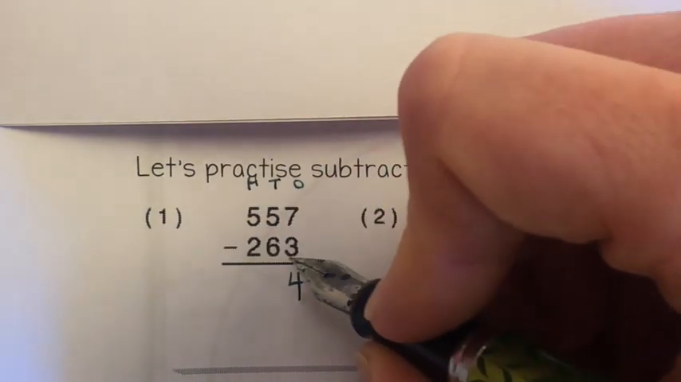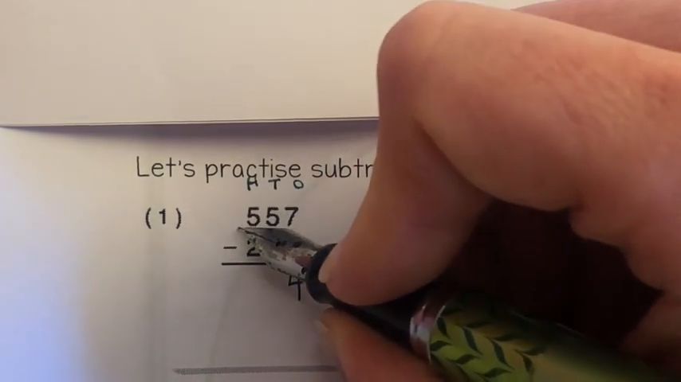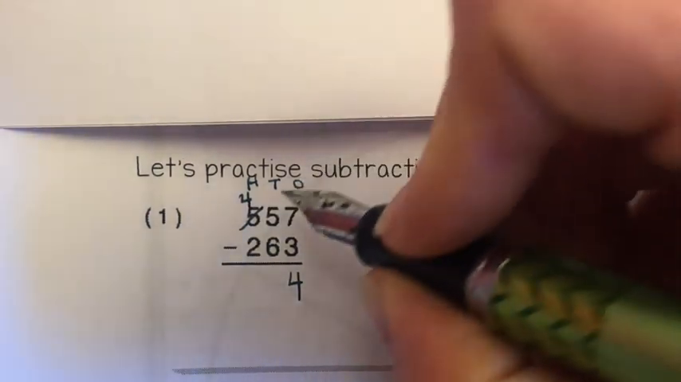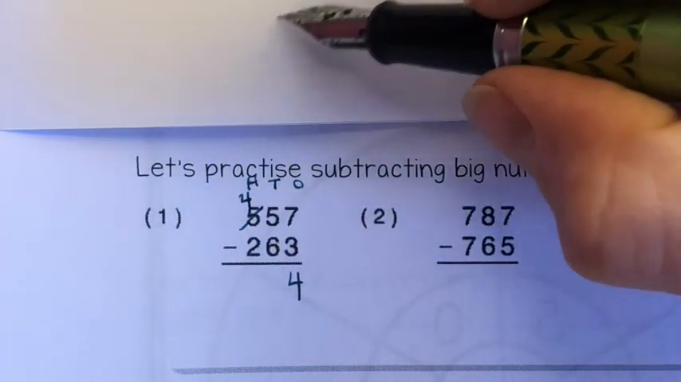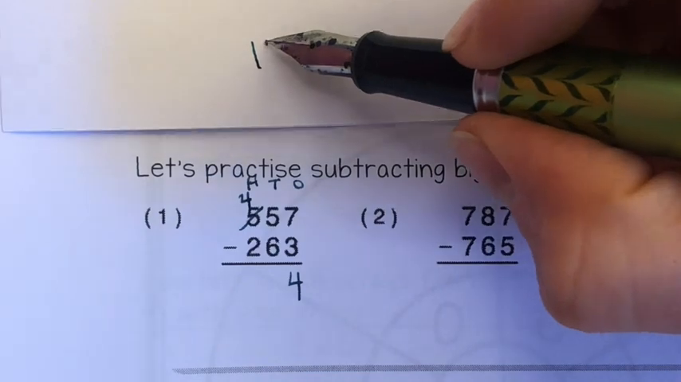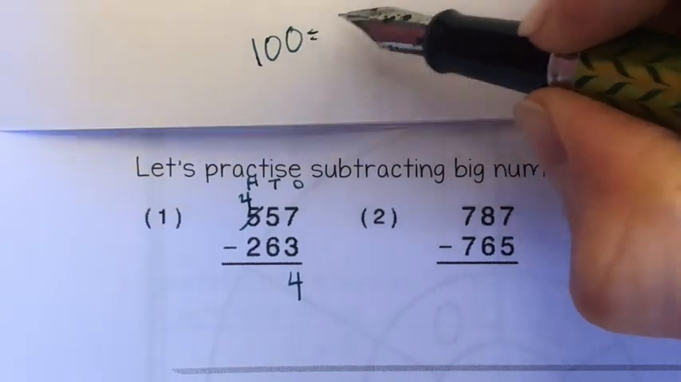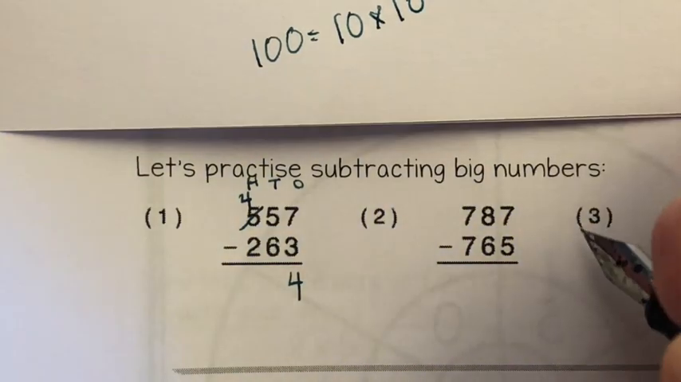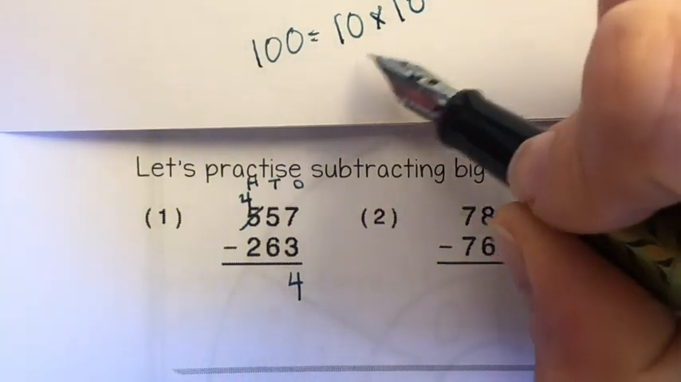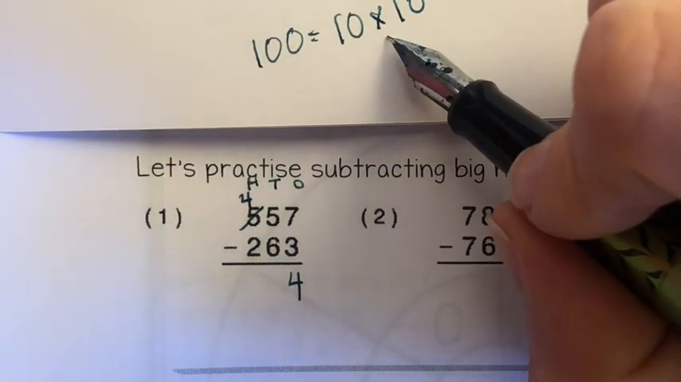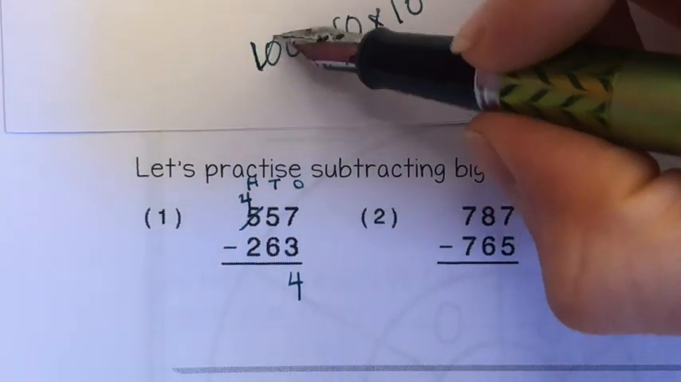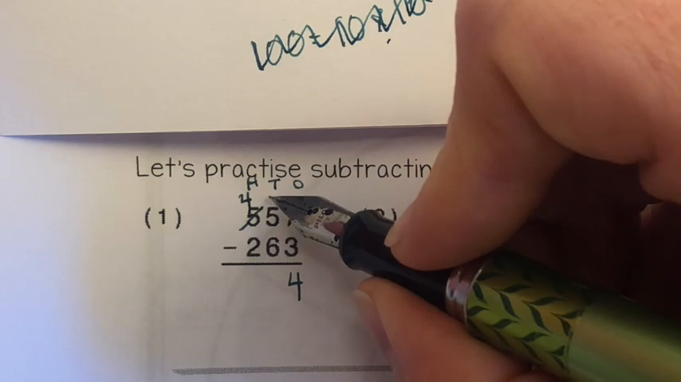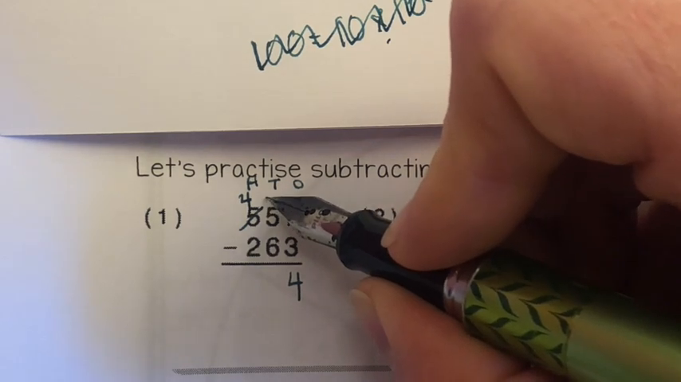So I go over and I go to the hundreds. And I have 500 here, so I'm just going to turn that into 400. And then I'm going to move. So 100 is the same as 10 times 10. It's the same as 10 tens. Okay, so 100 is the same as 10 tens. And I'm going to move one of those, or 10 tens, over here.